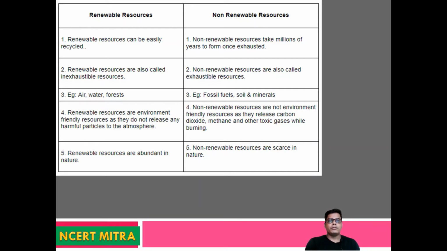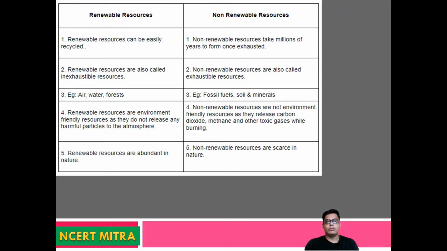Renewable resources are also called inexhaustible resources, but non-renewable resources are called exhaustible, meaning once you burn them, the second time you cannot use them; it is use and throw. What are the examples of renewable resources? Air, water, forest. Non-renewable resources are fossil fuels, meaning all types of petroleum, then coal.